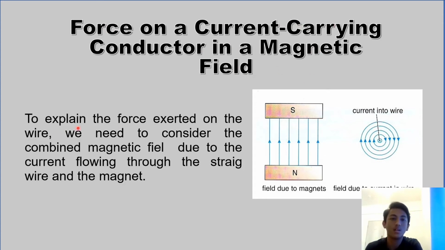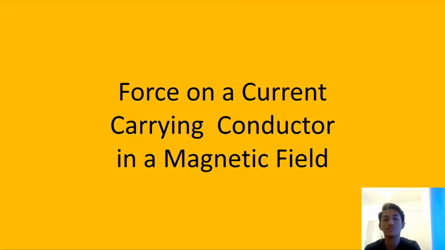To explain the force exerted on the wire, we need to consider the combined magnetic field due to the current flowing through the straight wire and the magnet. This is the field due to the magnet, as we can see, north to south, and this is the current into the wire. Force on a current carrying conductor in a magnetic field.